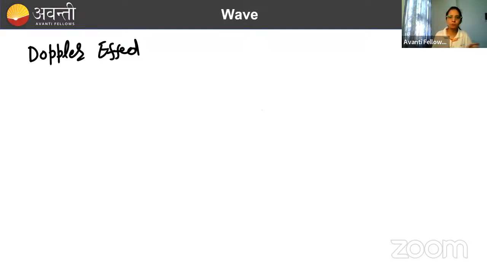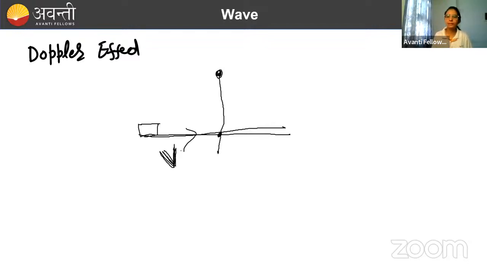सो Doppler effect में आप जो भी पढ़ रहे हो ना, जैसे suppose कर लो कि यहाँ पे एक car है. ठीक है, एक car है ऐसा, and there is a person here standing. Done. So this car is moving in this direction with velocity v. Now this person is at rest and it is releasing sound of frequency F naught.